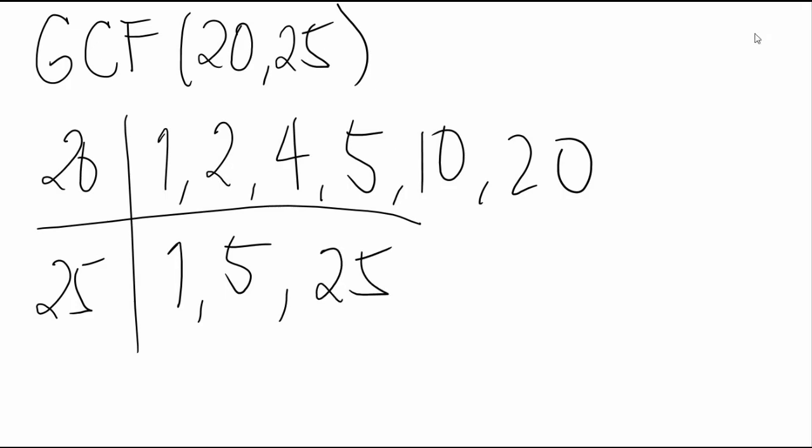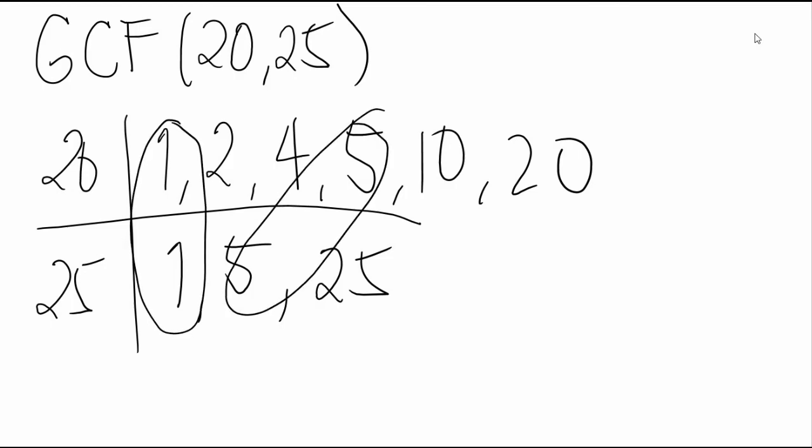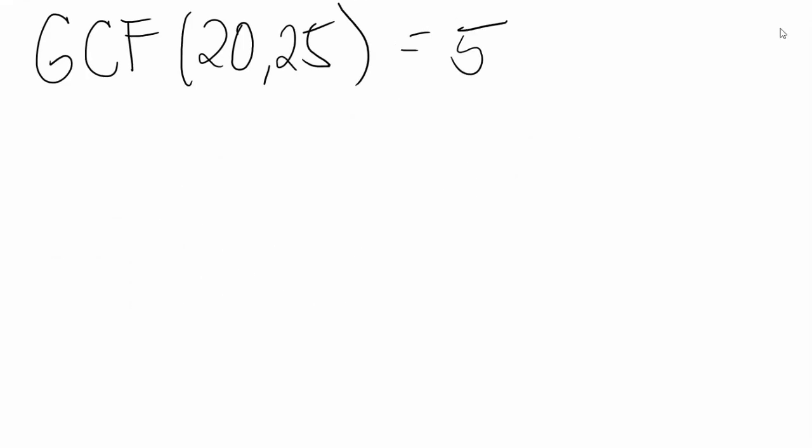So we can see here that we have two numbers that are similar. We have 1 and we have 5. But of course, we are going to choose 5 because that is the greatest common factor. So the GCF for 20 and 25 is 5. So if you're going to use the prime factorization method, we shall arrive at the same answer, which is 5.